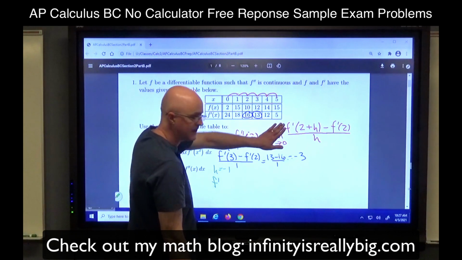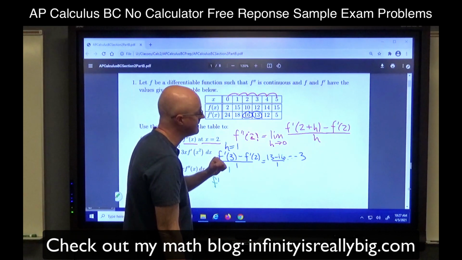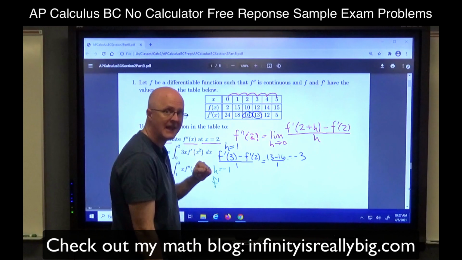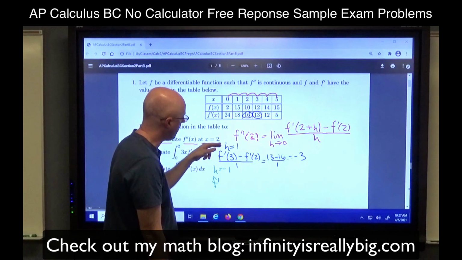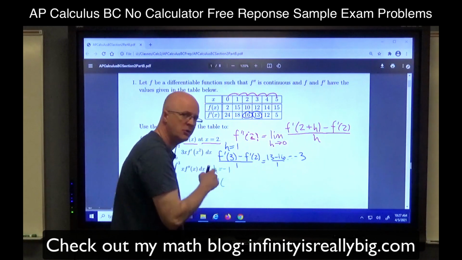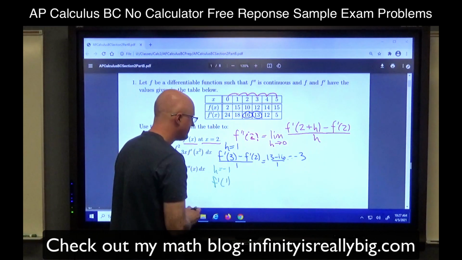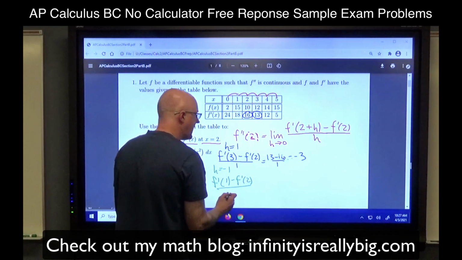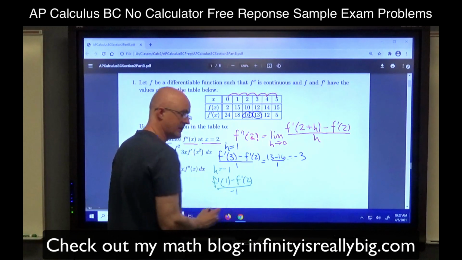Again, go back up here, ignore the limit sign. We're not actually taking the limit. We're plugging in values of h close to 0, but not equal to 0. And again, based on the x values being 1 unit apart, we're going to pick 1 and negative 1. So we get f prime of 2 plus h, 2 plus negative 1 is 1, minus f prime of 2, divided by h, which is negative 1 in this case.